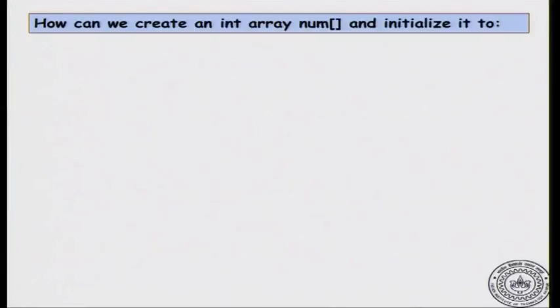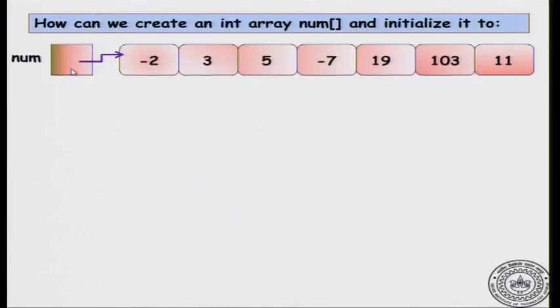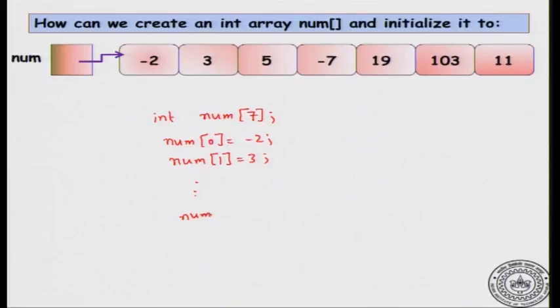Now, let us look at how we can create an integer array num and also initialize it to particular values. For example, I want the num array to look like the following. It contains 7 cells having the values -2, 3, 5, -7 and so on. If C did not allow me to initialize arrays when I declared them, I could declare the array as int num[7], and then write num[0] = -2, num[1] = 3, and so on until num[6] = 11. So, here is a way that I can create an array and ensure that this state is reached.